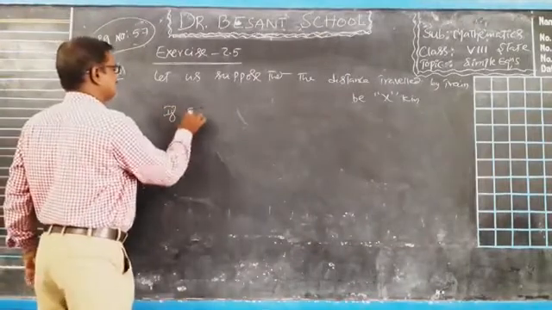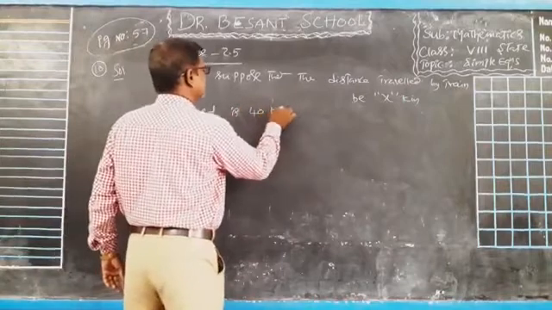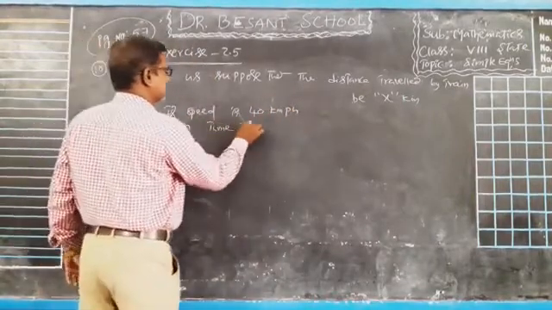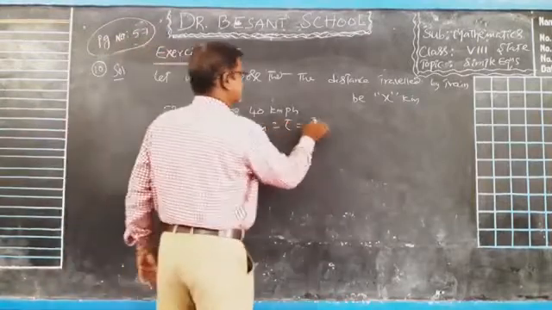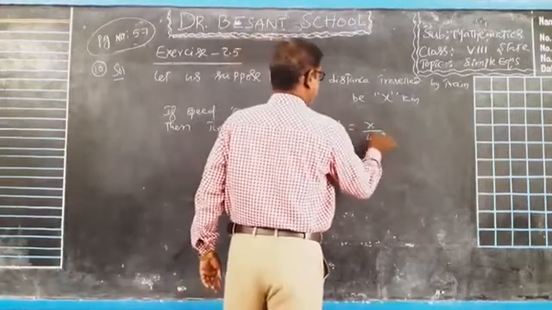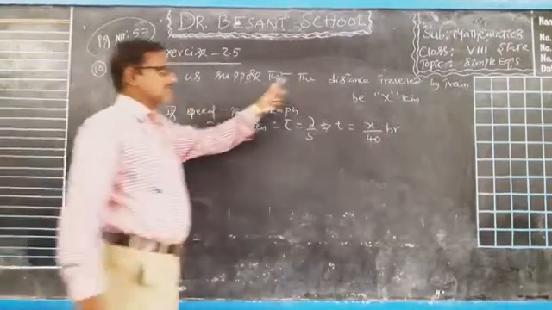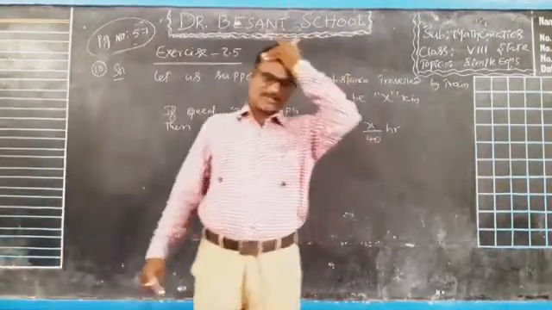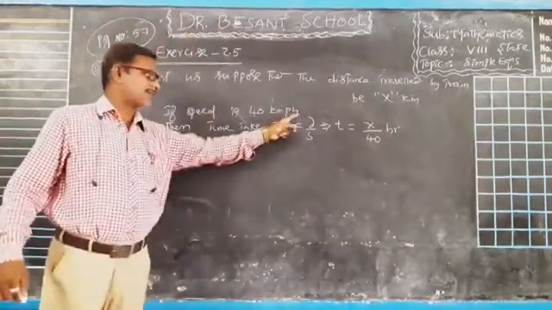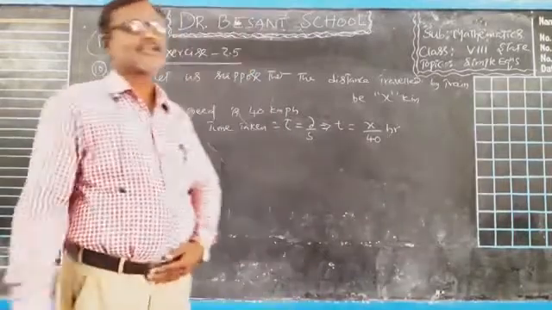If the speed is 40 kilometers per hour, then the time taken is equal to distance by speed. Means time is equal to distance x by speed 40 hours. Okay, children. We need to find out the distance, so I suppose it as x kilometers. The speed is given as 40 kilometers per hour. kmph means kilometer per hour.